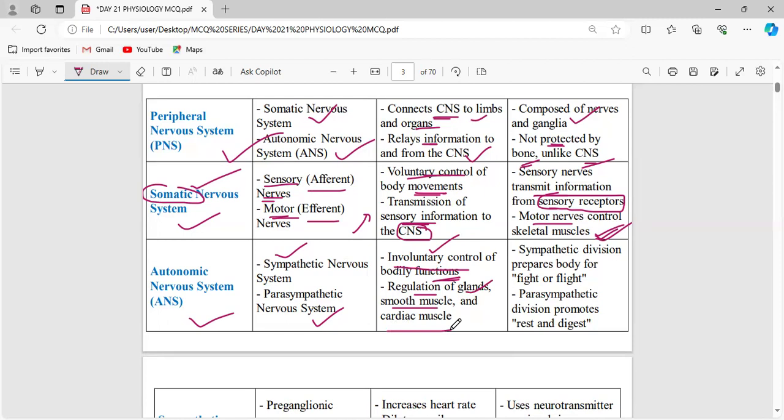See, pumping of the heart, contraction and relaxation of the heart, is an involuntary action, and that is controlled by the autonomic nervous system. We have discussed this point in the circulatory system also. Now you can relate to that particular point. Now, see, the sympathetic division prepares the body for fight or flight, and the parasympathetic division promotes rest and digest. This is the function performed by the sympathetic and parasympathetic nervous systems.